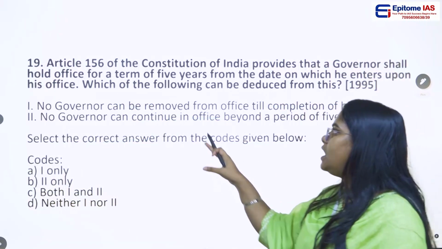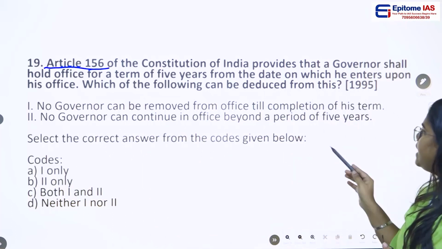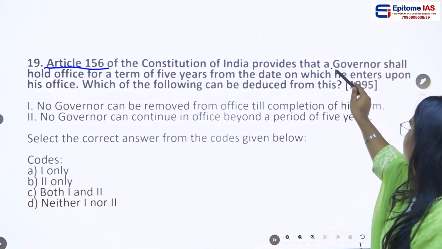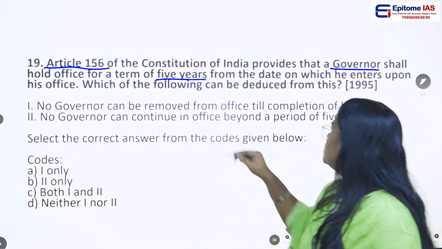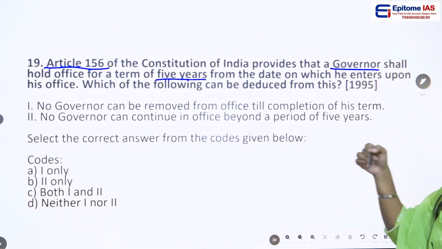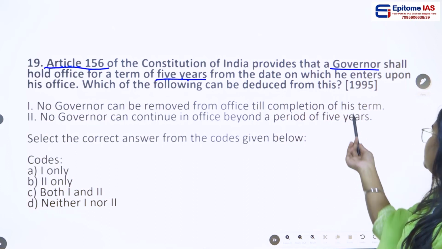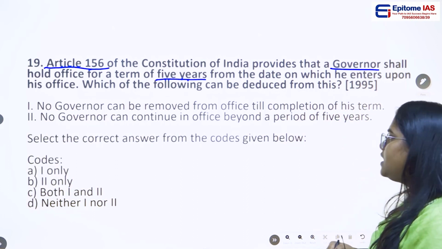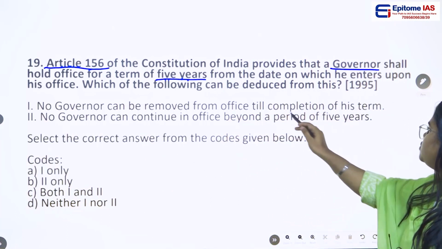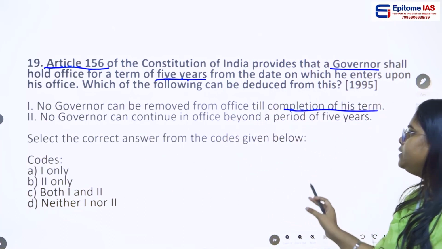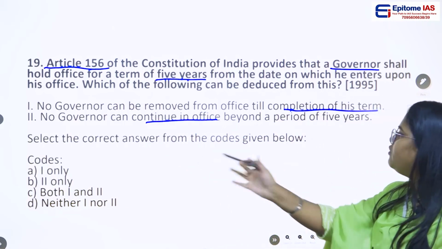So the next question. Article 156 of the Constitution of India provides that the governor shall hold office for a term of 5 years from the date on which he enters upon his office. Which of the following can be deduced from this? Statement 1, no governor can be removed from the office till completion of his term. Statement 2, no governor can continue in office beyond the period of 5 years.